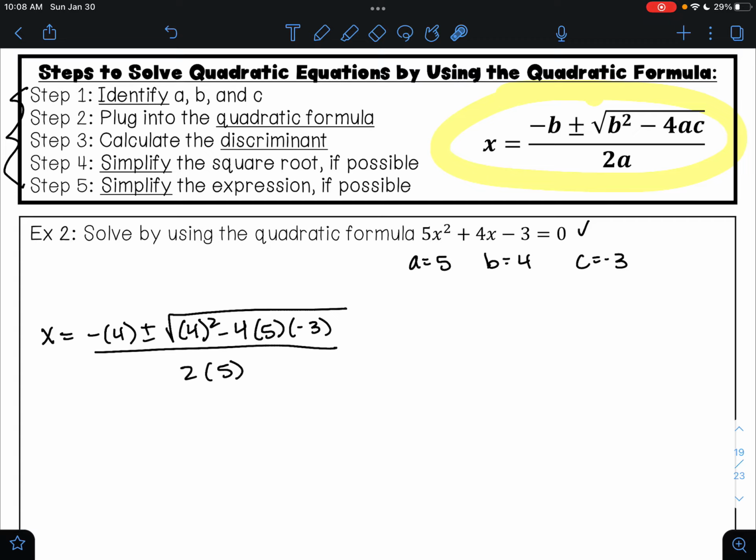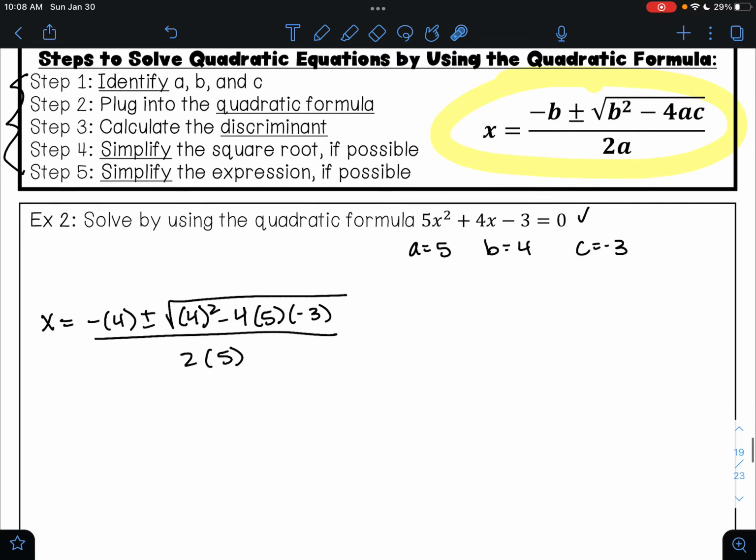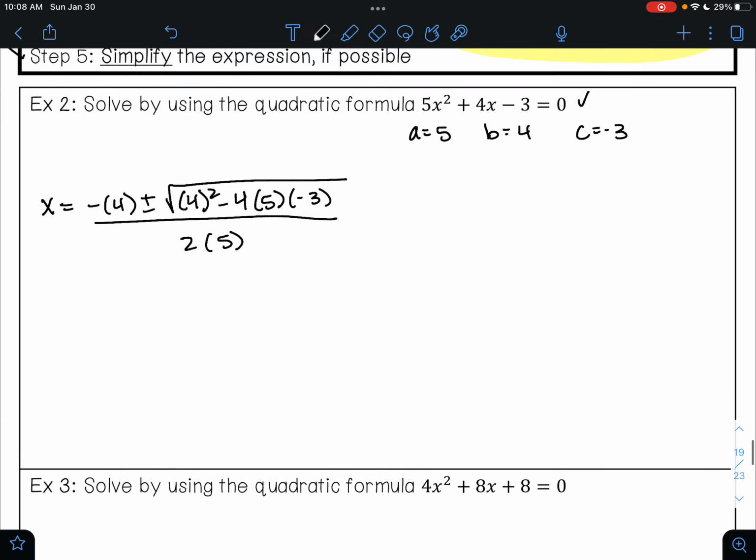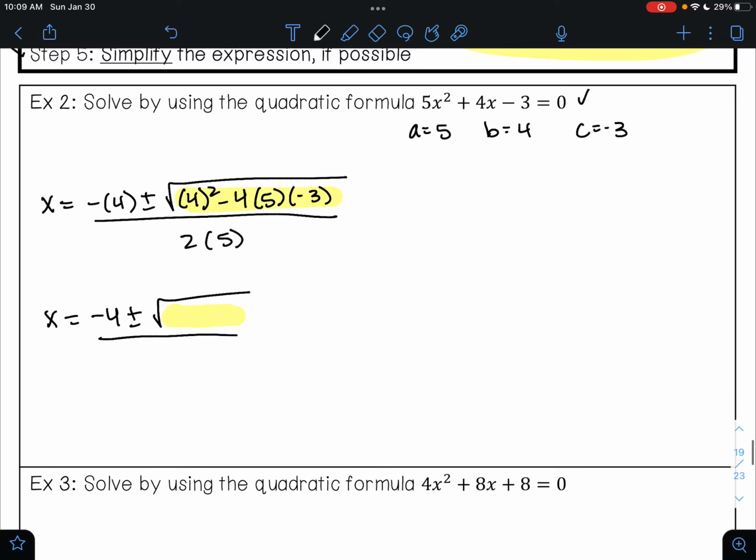Once you have that taken care of, we can start step 3, which is calculate the discriminant. So I'm going to have x equals negative times 4 is just -4, plus or minus the square root of. I'm going to calculate this discriminant in just 1 second. And then down here, 2 times 5 is 10. So now I'm going to calculate the discriminant.